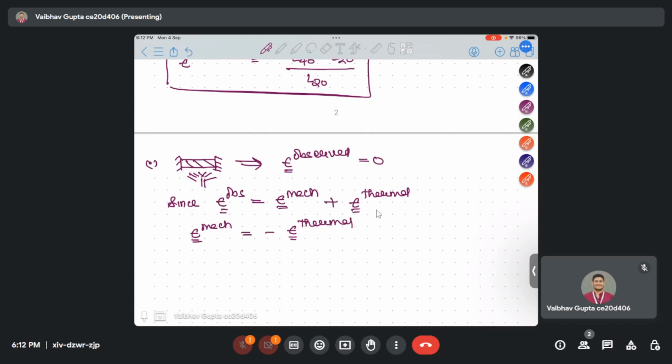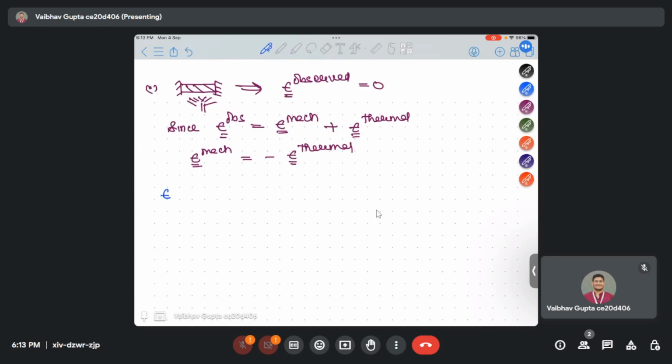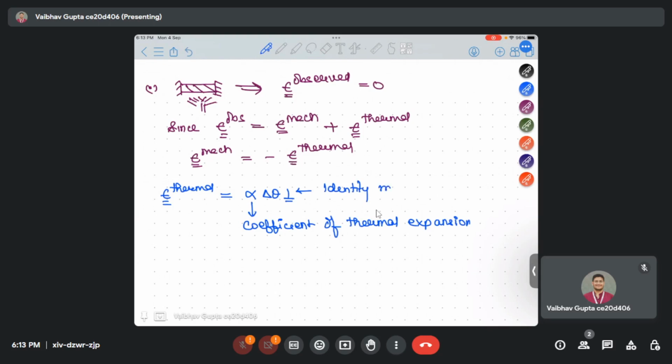Okay. So now how do we define the strain in thermal? The formula to define the thermal strain is epsilon thermal equals alpha delta theta into I, where alpha is the coefficient of thermal expansion, I is the identity matrix, and delta theta is the change in temperature. This is how we define thermal strain.